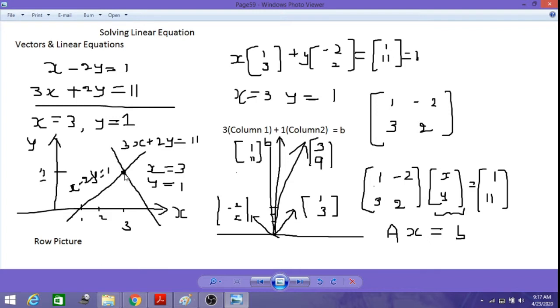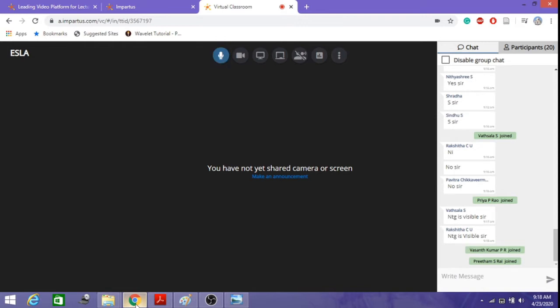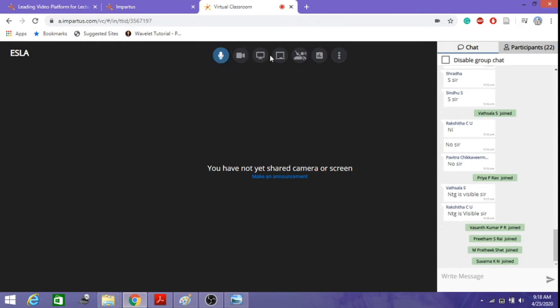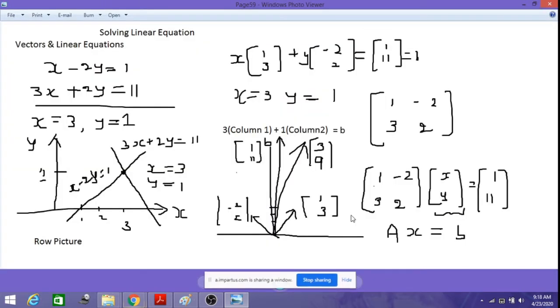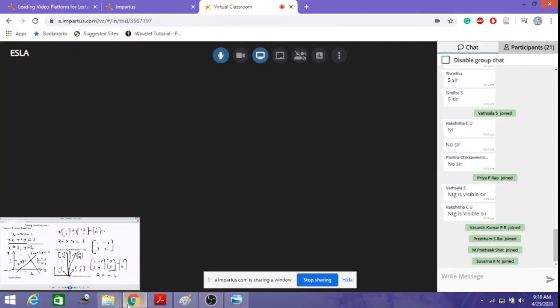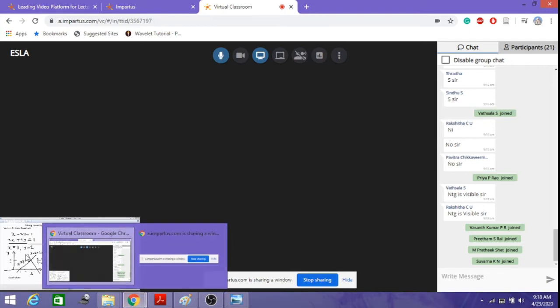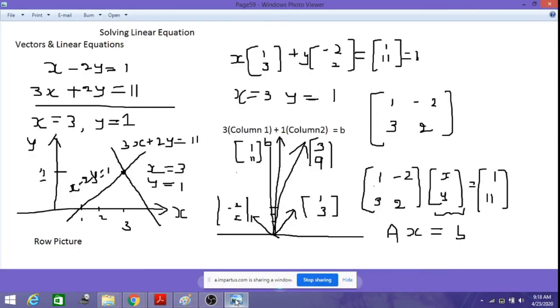So then we plot on the xy plane here. So this is nothing but x minus 2y equal to 1 and the other one is, okay, it is not visible. So I have to select this, sorry for that. Okay, so now it is visible.